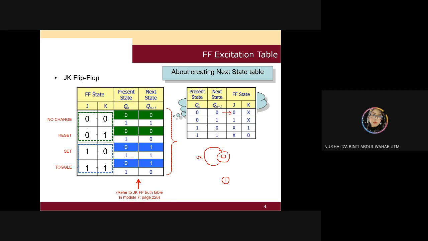And then from my 0 here, I'm going to go to 1 with the condition of 1x. When I have 1, I'm going to go to the 0 here with the condition of x1. And another one is I have this 1 to the 1 also. It's going to be x0. So this is how I'm going to come out with the things here.